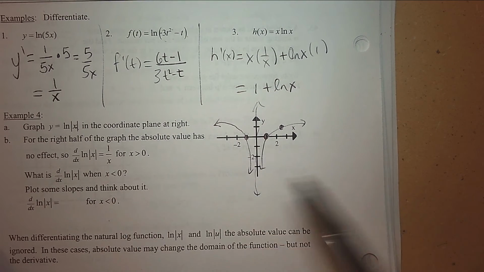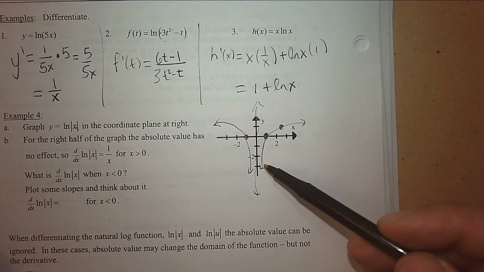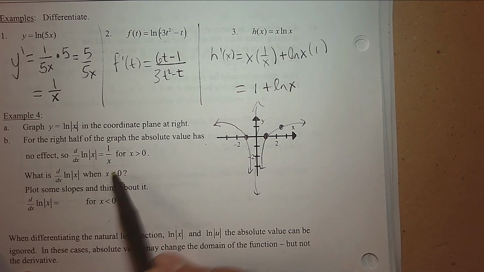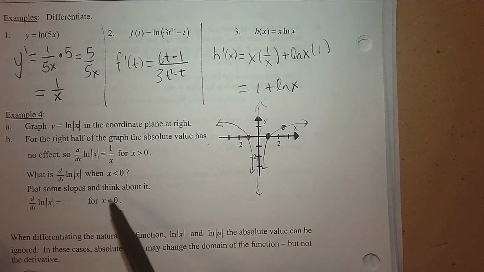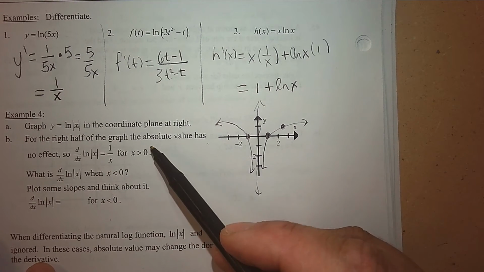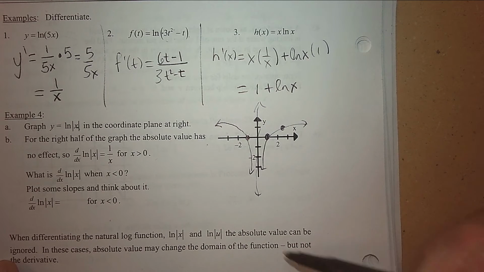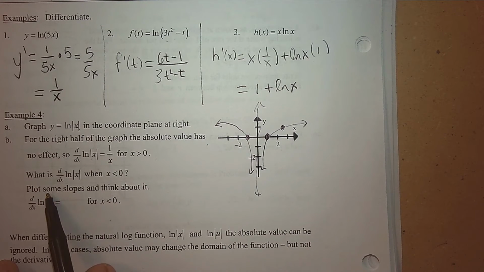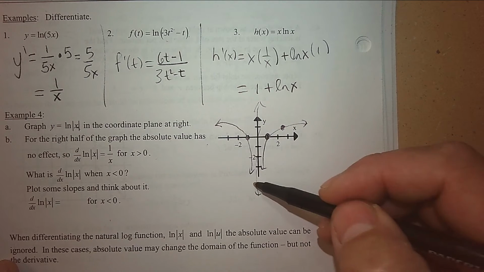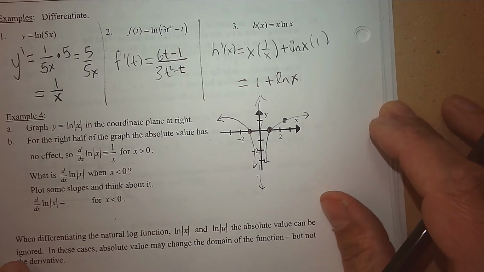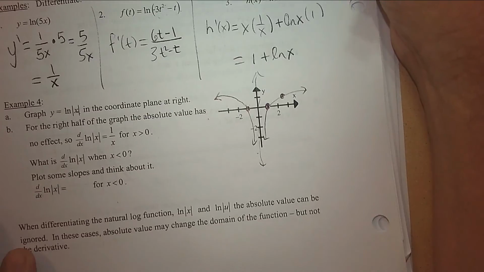So it says, for the right half of the graph, the absolute value really has no effect, because a positive number just stays positive. So when x is greater than or equal to 0, the answer would just be 1 over x. But what happens on the left side? And it says plot some points and then think about what the derivative would be on the left side.